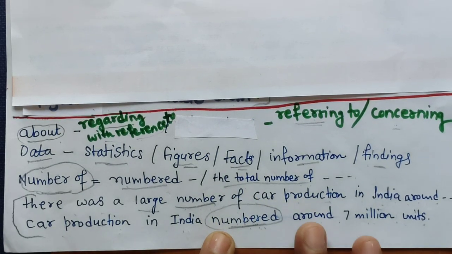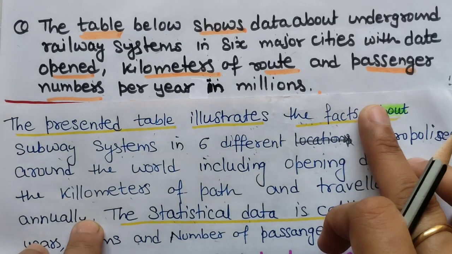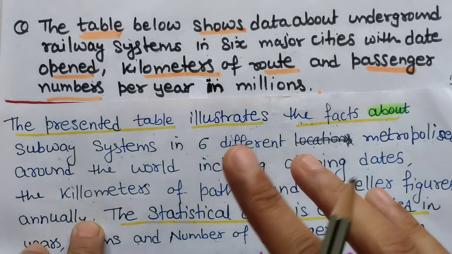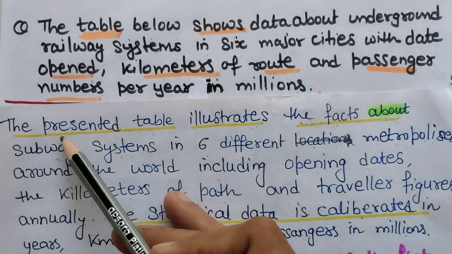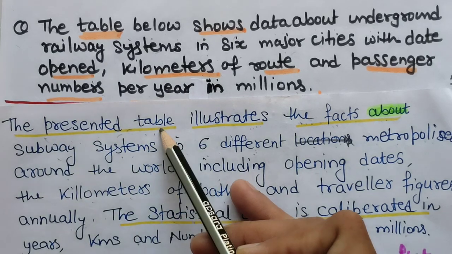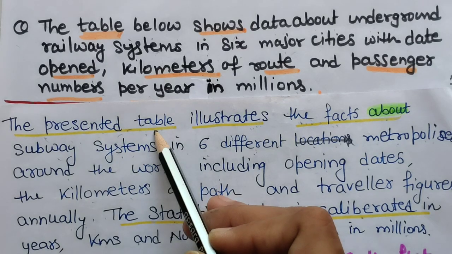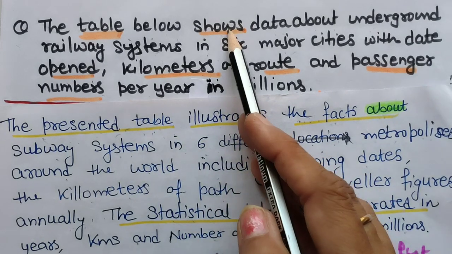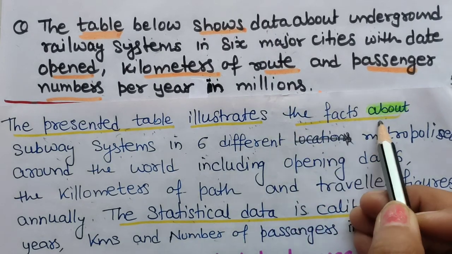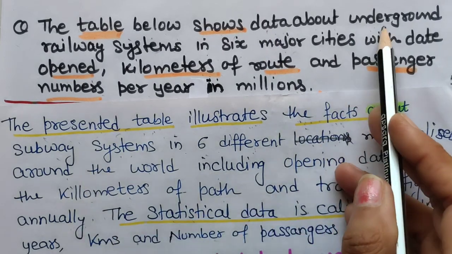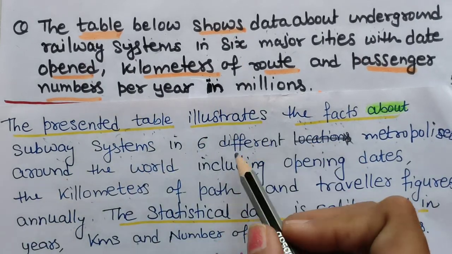Okay, so let's do introduction. So introduction means we have to paraphrase the question statement. Only, nothing else you need to do. The table below. Instead of table below, we have written the presented table or the given table also you can write. We are just adding adverb with the main verb, main noun. Okay. Illustrate. Instead of shows, we have written illustrates. Instead of data about, the facts about. Okay. The facts about. Instead of underground railway system we have written subway systems in 6 different locations.